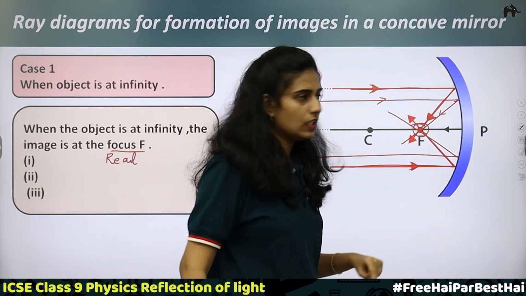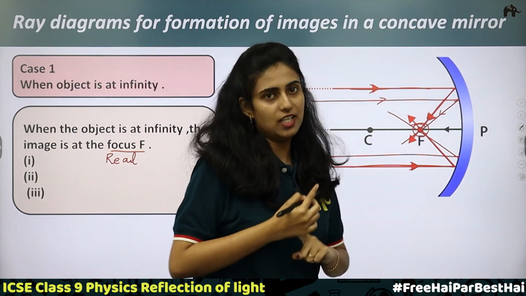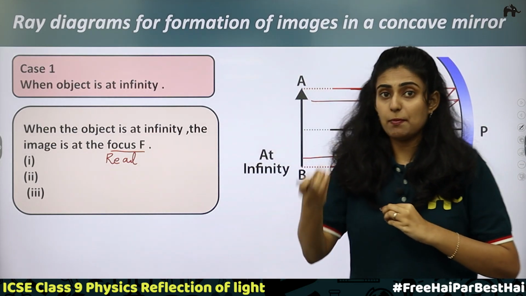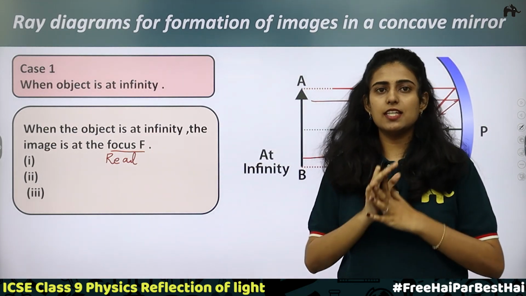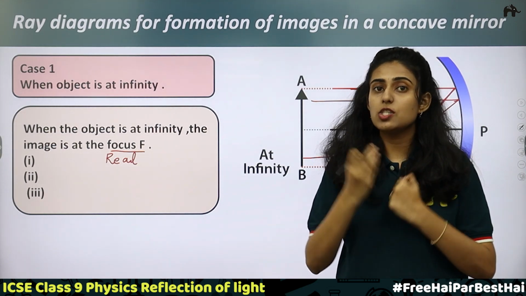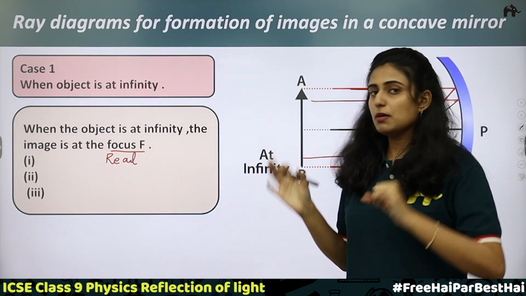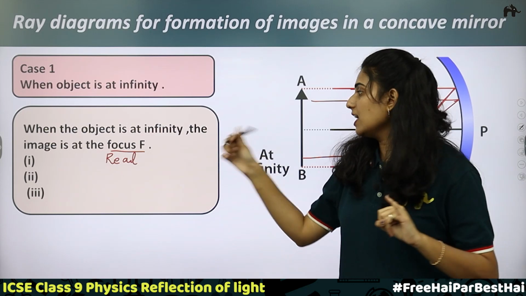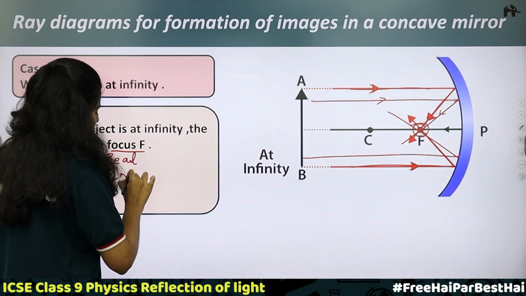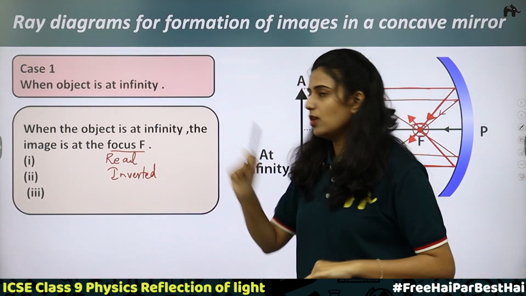We know that a real image will always be an inverted image. To remember this, virtual images are always upright or erect. For example, imagine when you stand in front of a plane mirror. We get a virtual image, and we all know that it is an erect image. So always remember virtual images are erect and real images are inverted. So the second nature is that the image formed is an inverted image.